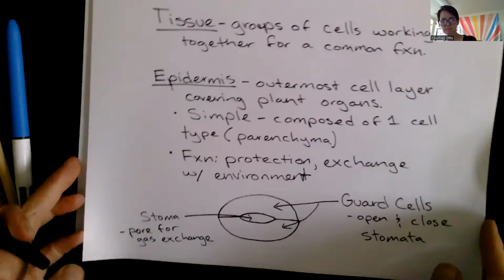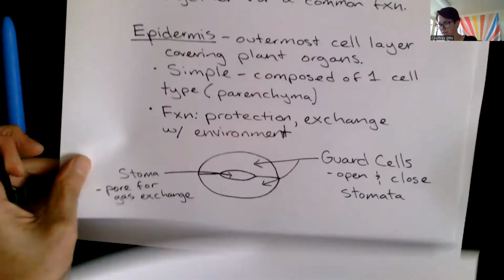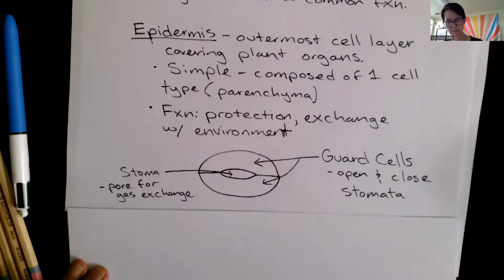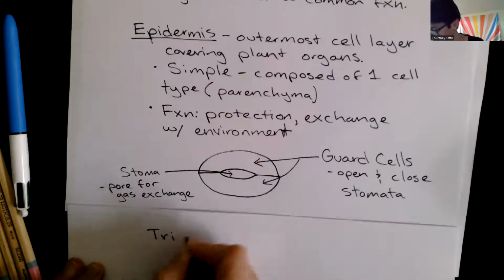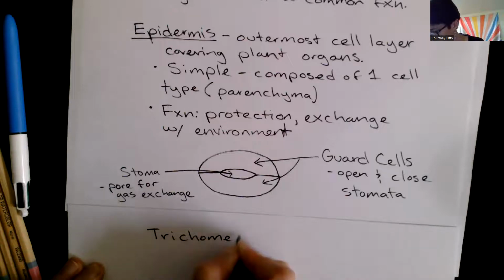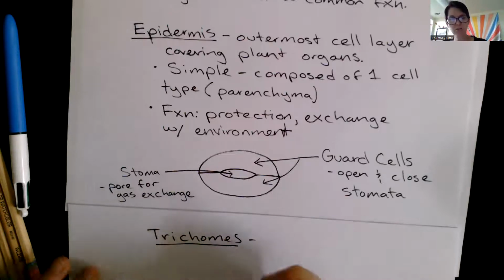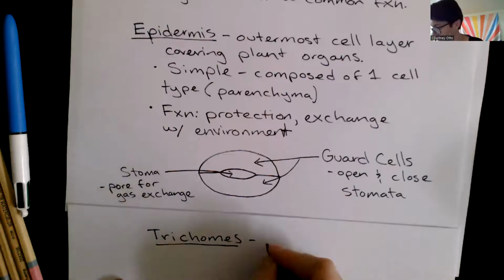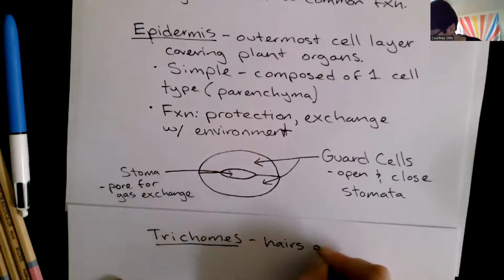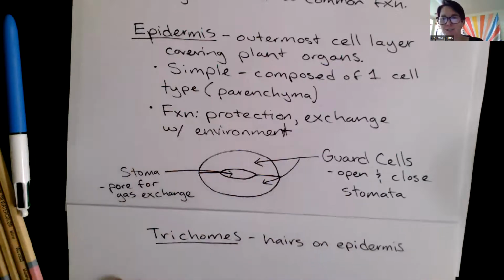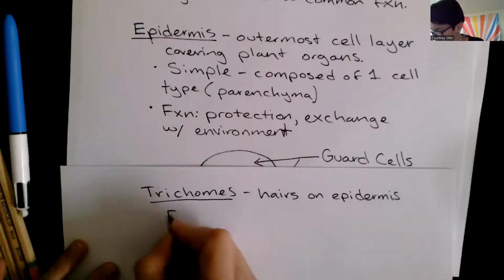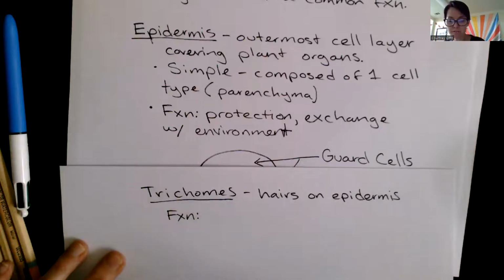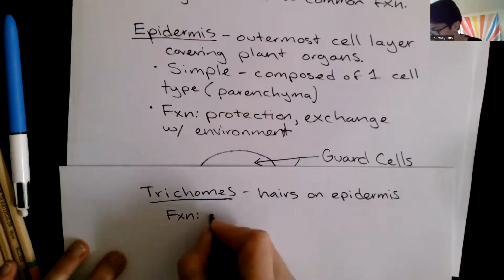There's one other cell that we can see there before we look at some of these pictures. This other cell that we can find in the epidermis, it's kind of specialized, are what we call trichomes. And trichomes are hairs on the epidermis. And I know you've seen these because you walk around in the world. And they can function different ways. They function to deter herbivores, right? Things that might eat plants.